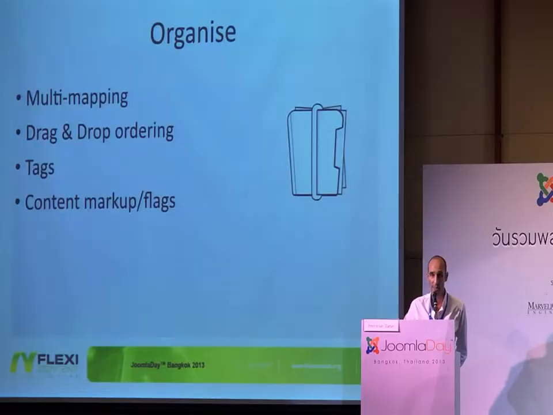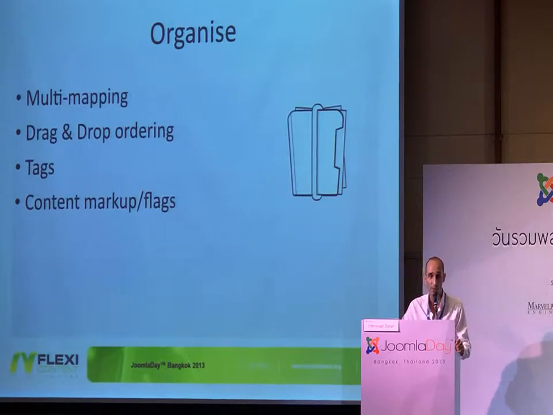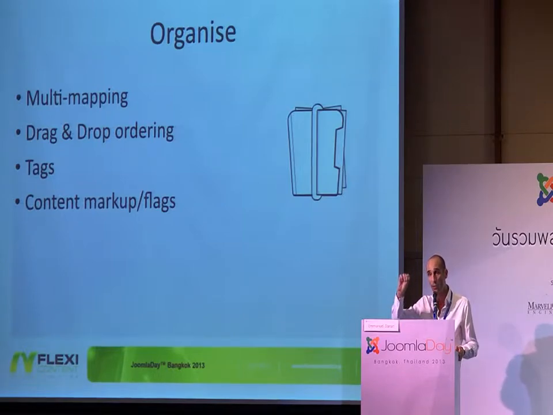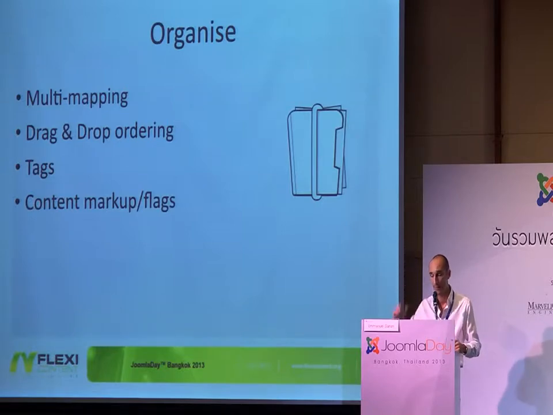Now, organize. FlexiContent has something that Joomla does not have, which is multi-mapping. That means one article, one item, can belong to multiple categories. Drag and drop ordering. In the user interface of FlexiContent, in the backend, you can order all the items by drag and drop, which is very, very useful when you have a very big website and you have to organize it. So there is an Ajax ordering in the items view, in the fields view, in all the views that can have many items.